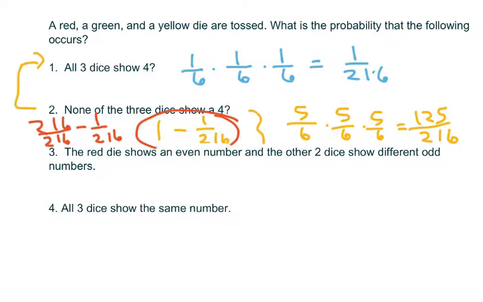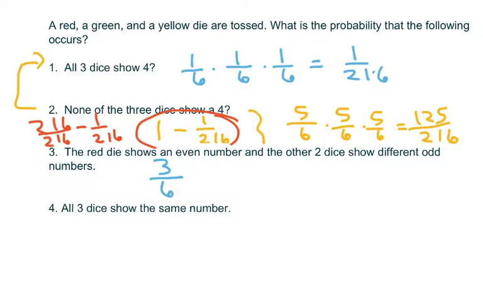So if a red die shows the even number, that would be 3 out of 6, because half of the die is even, half of it's odd. The other 2 die show different odd numbers.